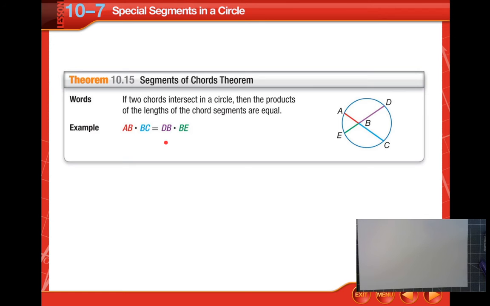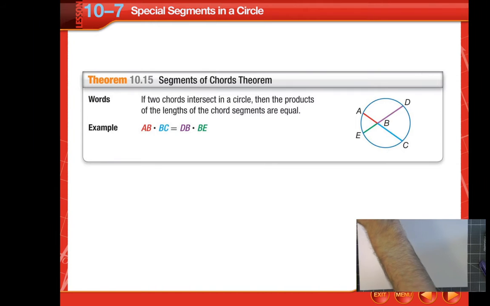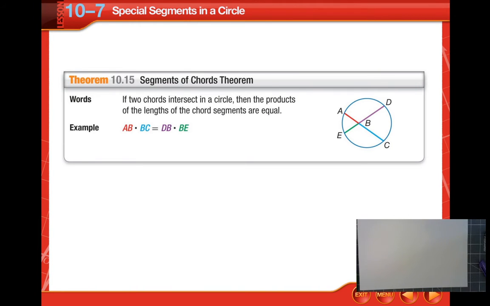So we have the segments of a chord theorem. If two chords intersect in a circle, then the products of the lengths of the chord segments are equal. Once again, we have a circle with two chord segments. We actually did that earlier, where we found those angles, but now if we want to find those, all we have to do is multiply the two pieces of them together.